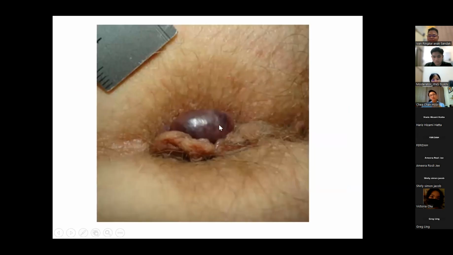Sometimes patients present with some form of thrombosis, meaning bleeding has happened within the hemorrhoids. Excuse me. And then this has caused a blood clot to form there. And this again can be very painful. So this is a blood clot forming inside the hemorrhoid. So it's called thrombosed hemorrhoids.